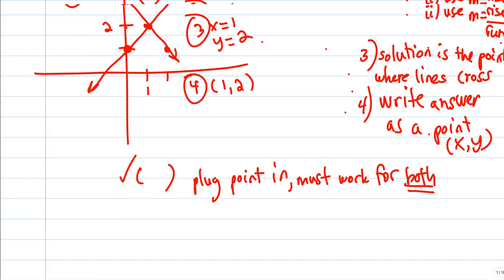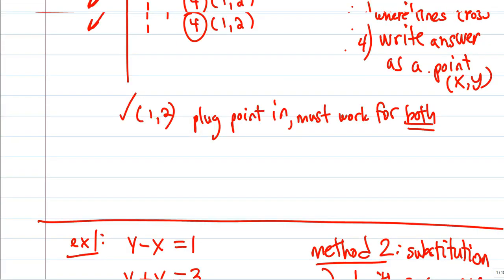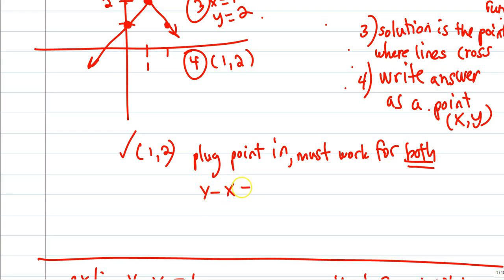Before we go on, we should be able to check the solution. Our point is 1, comma 2. If this is right, we should be able to plug the point in, and it should work for both equations. Our first equation, y minus x equals 1. We had a y value of 2 and an x value of 1, so this becomes 2 minus 1 equals 1, 1 equals 1. That checks out.